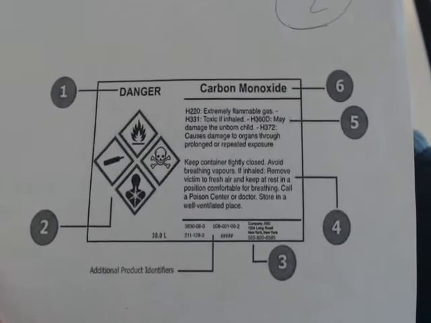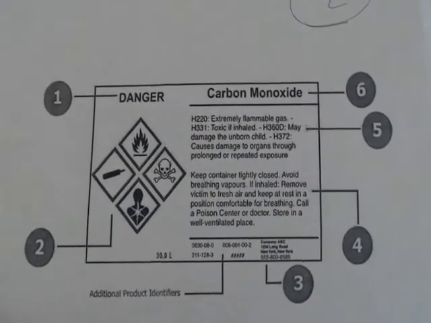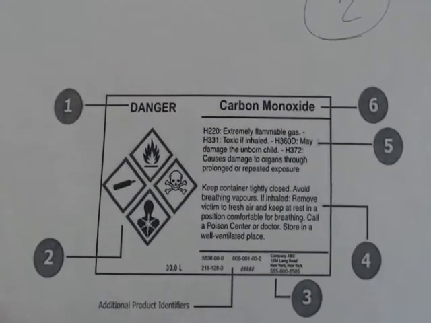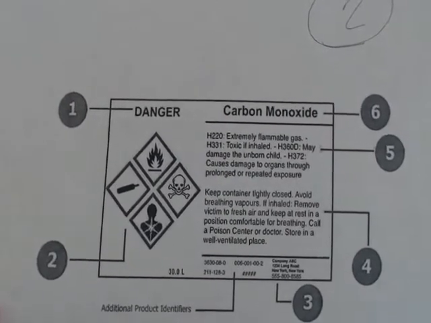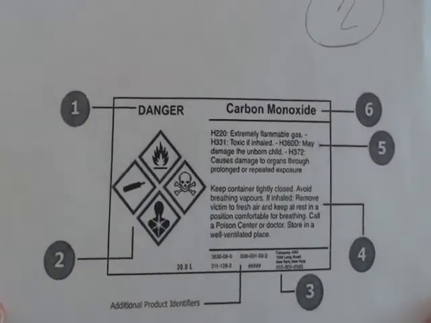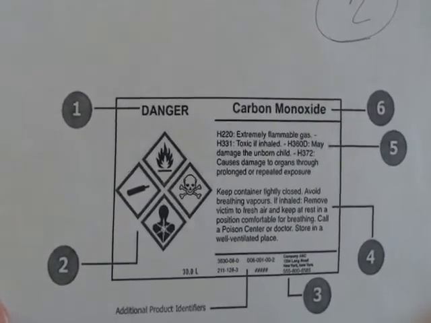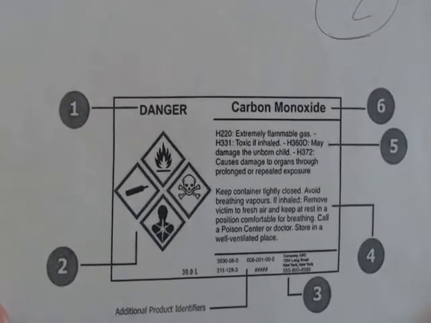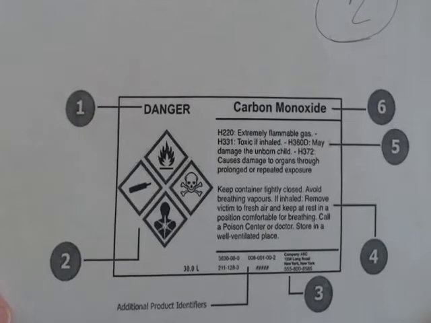So if you see the word danger, you should understand that maybe you should take a step back and find out exactly what this product is. Well, it's pretty easy to see because over on number 6 there, it tells you what the product is. It gives you the name of exactly what the product is you're going to be handling. And the next thing you should look for is number 2 down below, and there are little pictures there. They're actually called pictograms, and that gives you an idea of what can happen while you're handling this product.